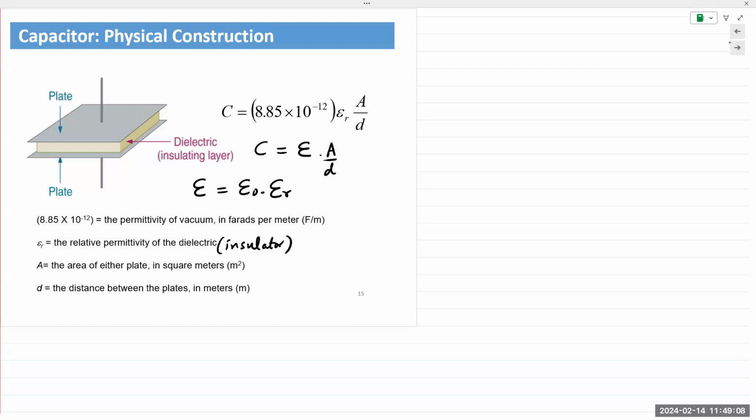Relative permittivity of the material of the insulator. And again, similar to mu R, it is relative to epsilon 0. So epsilon R is a ratio measured with reference to epsilon 0, so it doesn't have any units. It's dimensionless, it's unitless. D is the separation between the plates, that's the distance between the plates. And A is the cross-sectional area of the 2 plates.